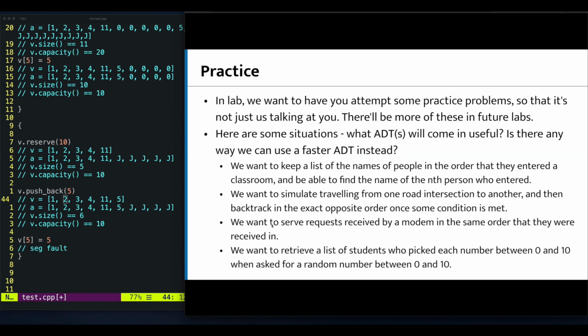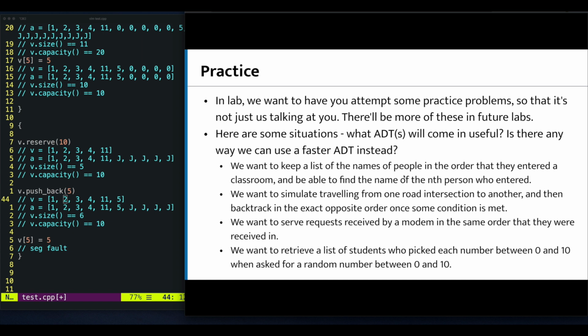Okay, so we just want to talk a little bit about some examples of where certain data structures, or ADTs, might be useful. So let's think about, we want to keep a list of the names of people in the order that they entered a classroom, and we want to be able to find the name of the nth person who entered. So we want an ordered list. We want a data structure that preserves order as you add elements to it. So one data structure that wouldn't do this would be the STL map, for reasons we'll talk about later in the semester. But basically the elements move as you add more elements, so that's not good.